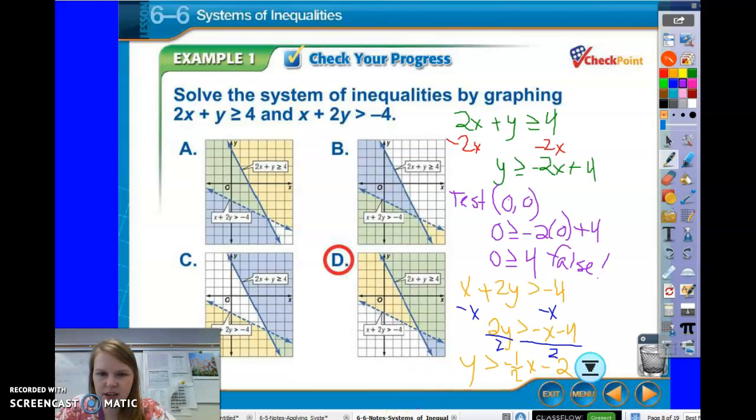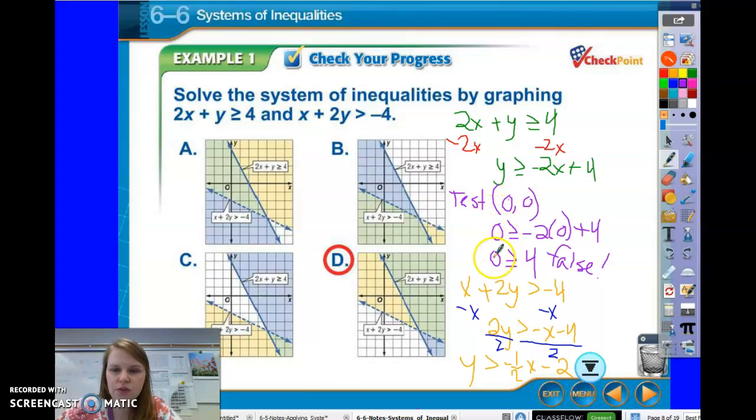Here's the work that I just did for this. When I was working on this first equation, I wanted to get y on a side by itself, so I did that. That helped me figure out how to graph this. Now I have my y-intercept and my slope. I knew that this was a solid line, and all the graphs matched this, so that wasn't super helpful.